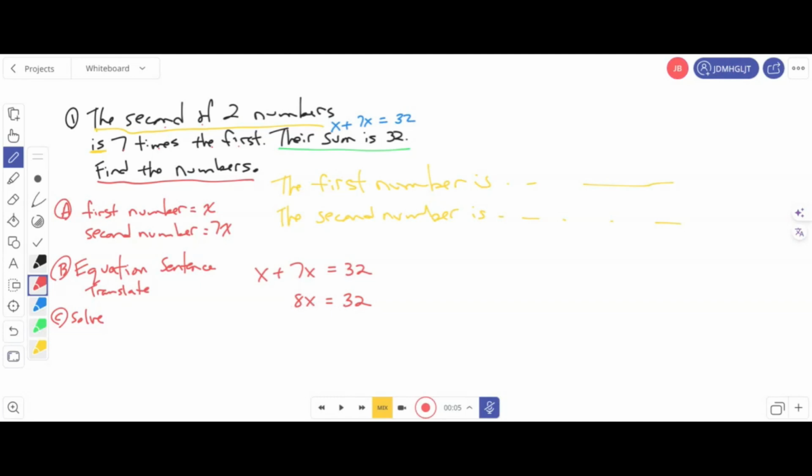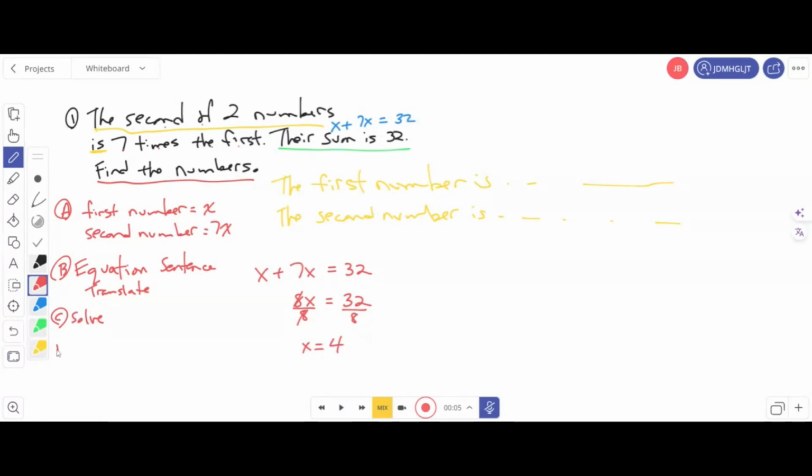Step 4, stop, check, make sure that there's only one variable term in the problem. There is. It's 8x. Then we undo addition or subtraction. Well, there's nothing being added or subtracted to x. So now we go to step 6, undo multiplication or division. So the 8 is being multiplied. We divide. The 8's divide out. We're left with x. 32 divided by 8 is 4.